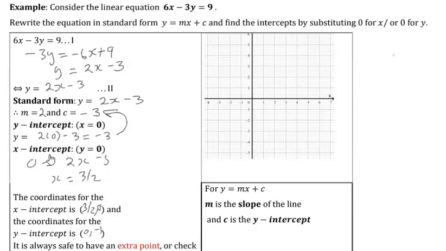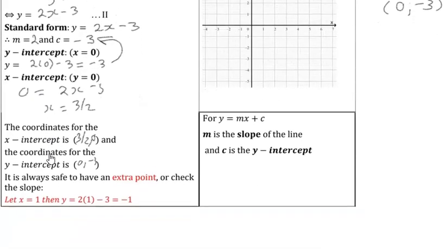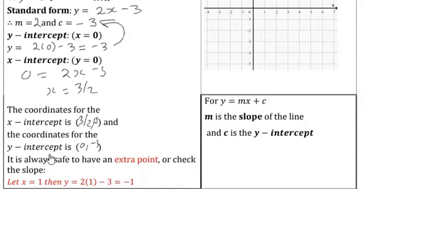So I'm just going to transfer these values here. We can always draw a straight line through any 2 points, but we need an extra point just to make sure that we're accurate. I always take something that's easy to compute, so I put x equal to 1 in there and I get a value of minus 1 for my y.